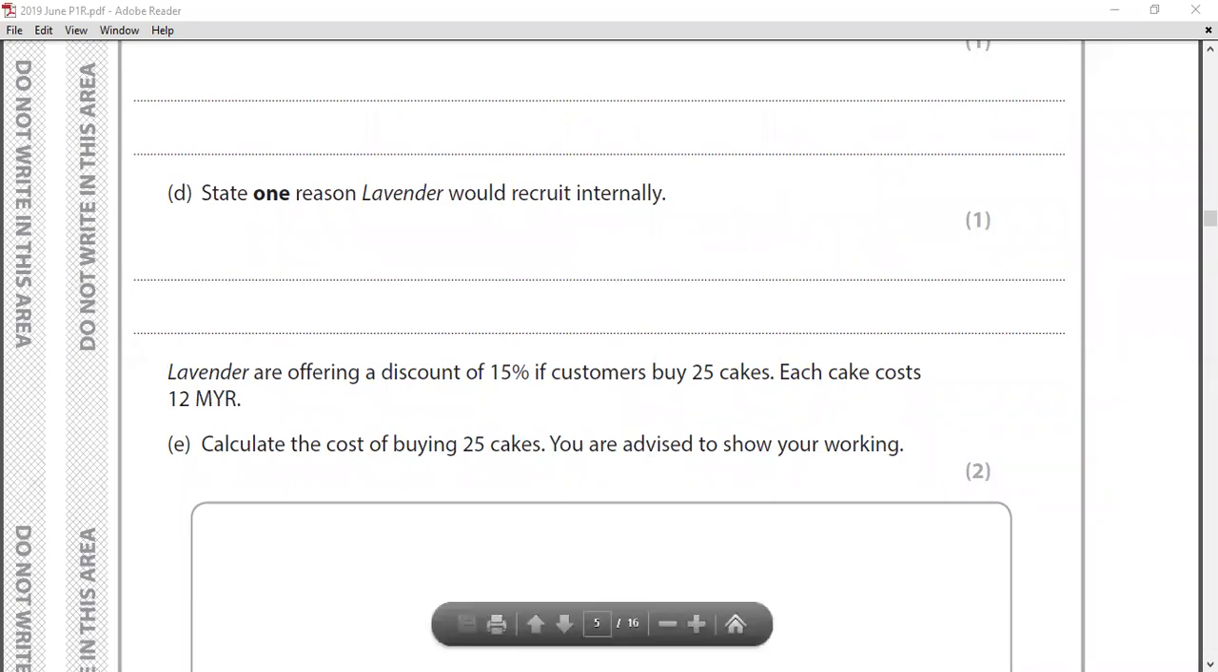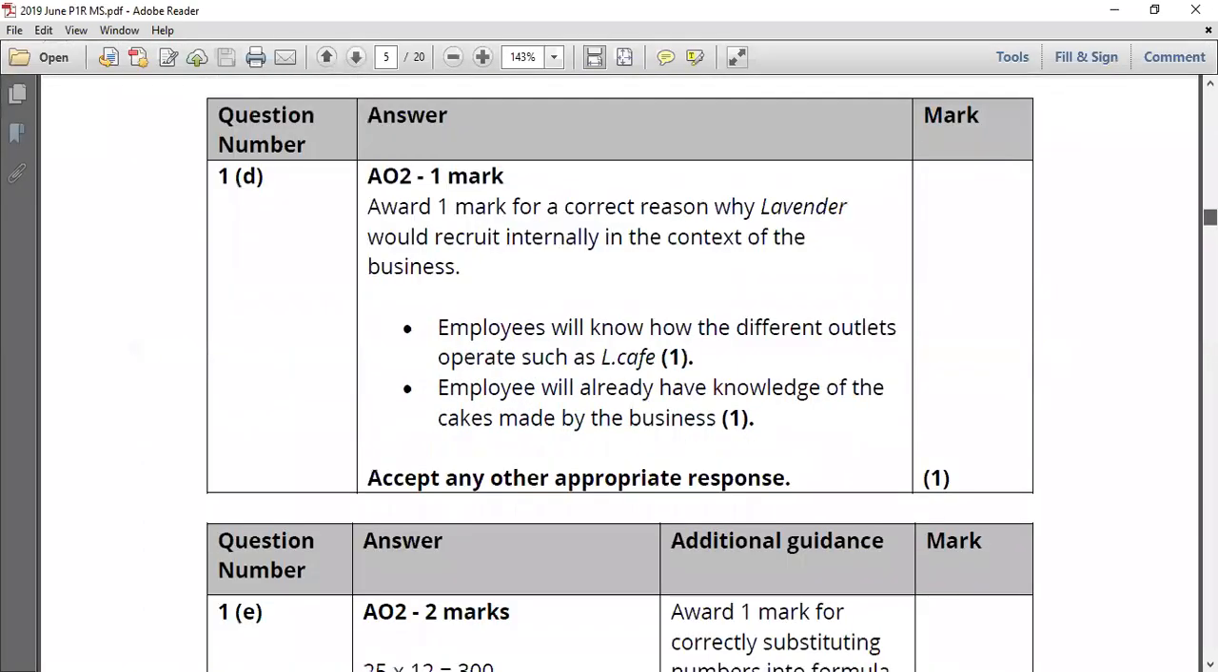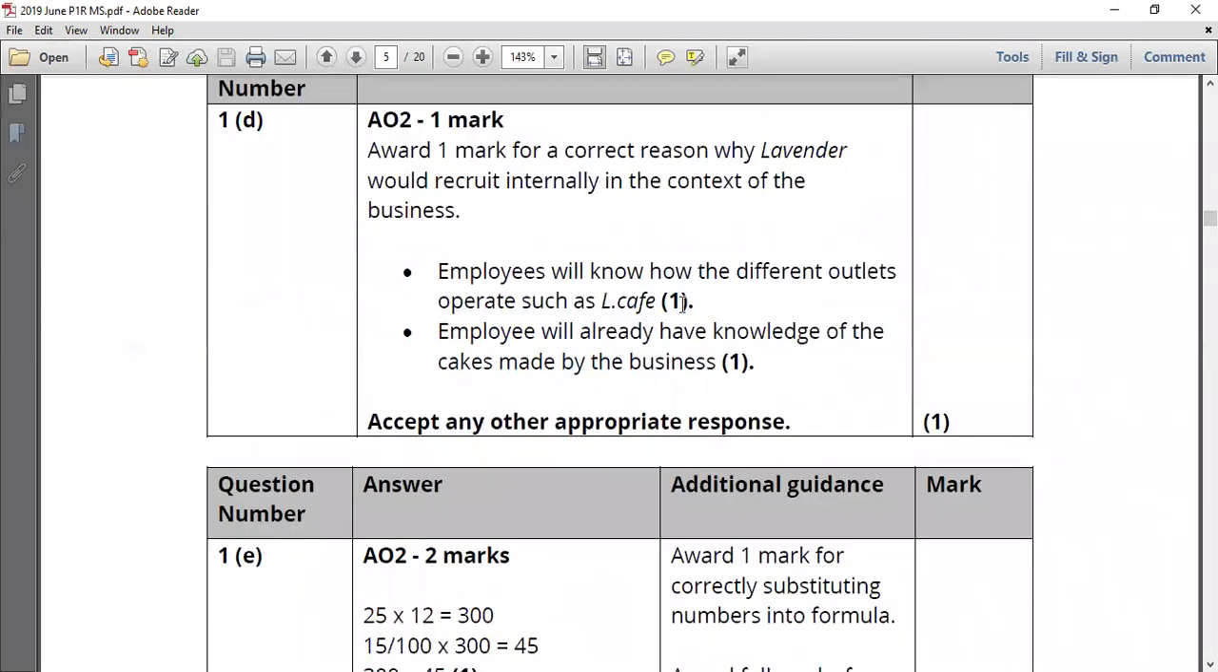Look at the marking scheme. I'll show you the possible answers. Your answers are really good, I appreciate them. So you can see the answer: employees will know how the different outlets operate, such as El Cafe. Employees will already have the knowledge of the cakes made by the business. I think one student gave the correct answer like that, making an indication of the cakes made by the business. Not only these two, you can write any other appropriate response with the touch of the case study.